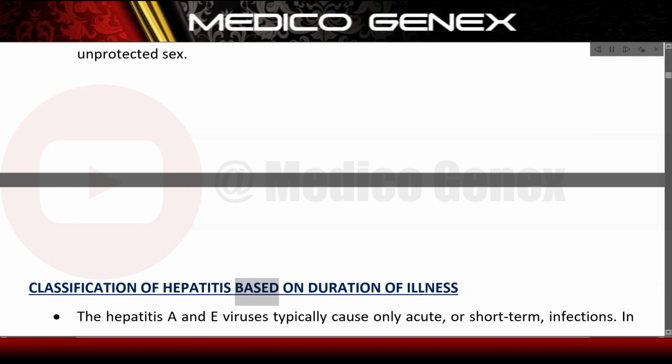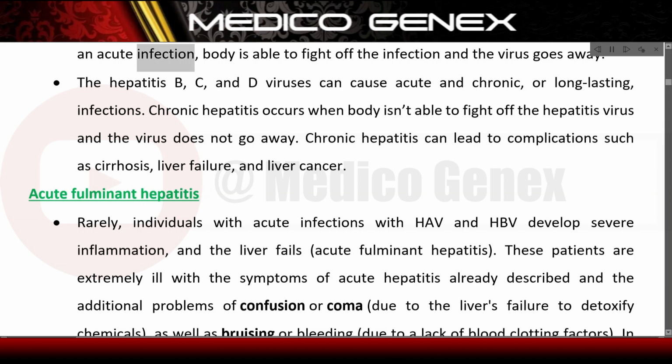Classification of hepatitis based on duration of illness. The hepatitis A and E viruses typically cause only acute, or short-term, infections. In an acute infection, the body is able to fight off the infection and the virus goes away. The hepatitis B, C, and D viruses can cause acute and chronic, or long-lasting, infections. Chronic hepatitis occurs when the body isn't able to fight off the hepatitis virus and the virus does not go away. Chronic hepatitis can lead to complications such as cirrhosis, liver failure, and liver cancer.